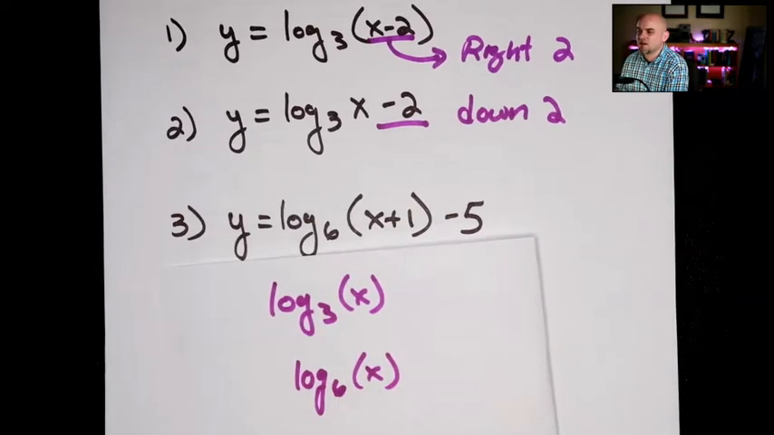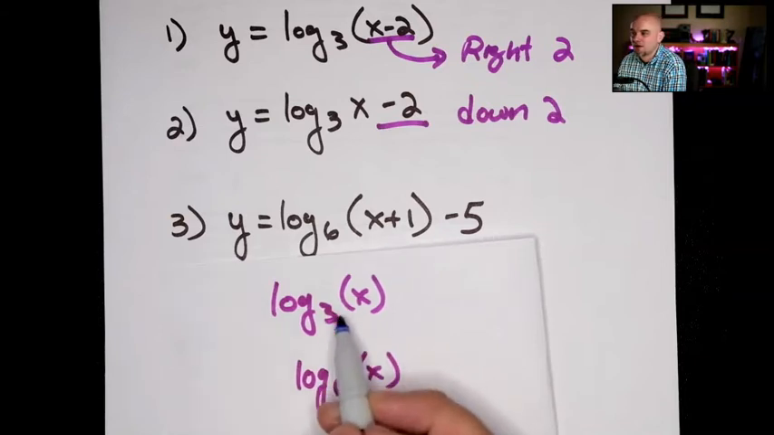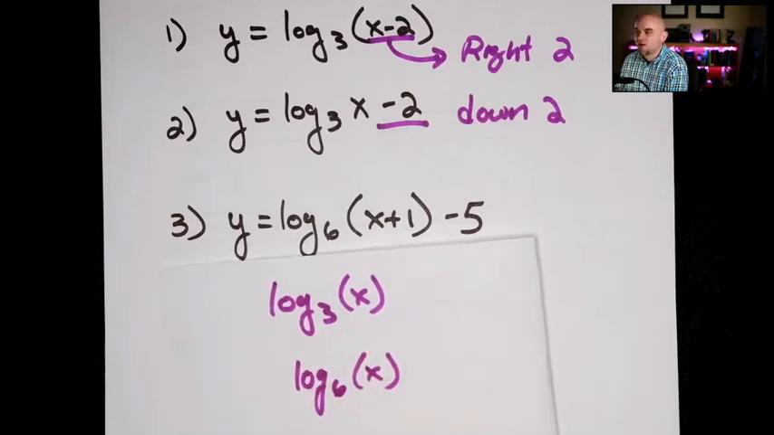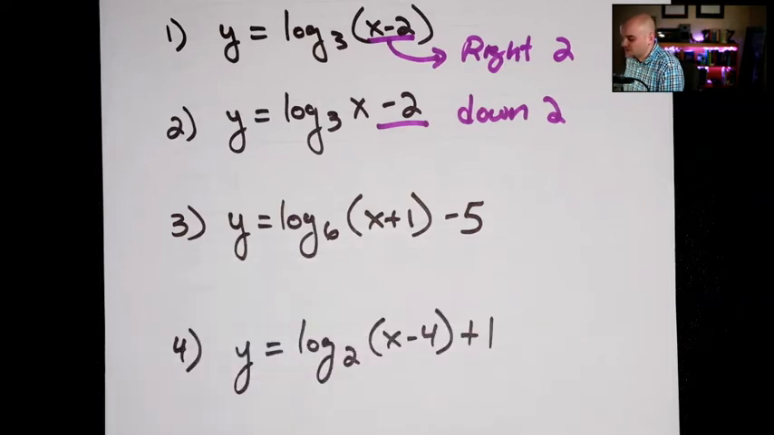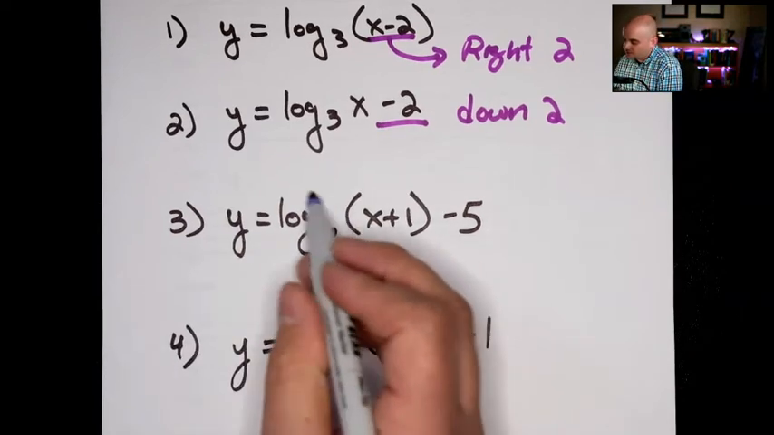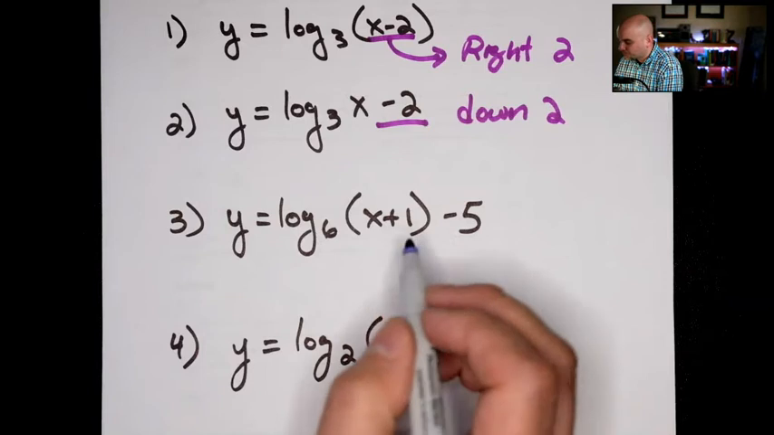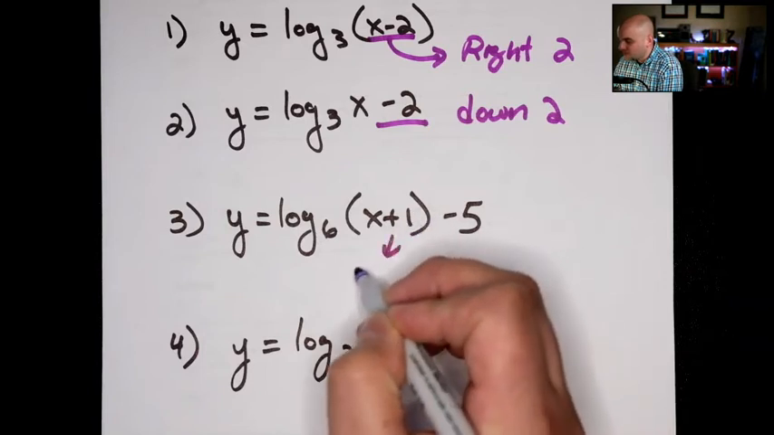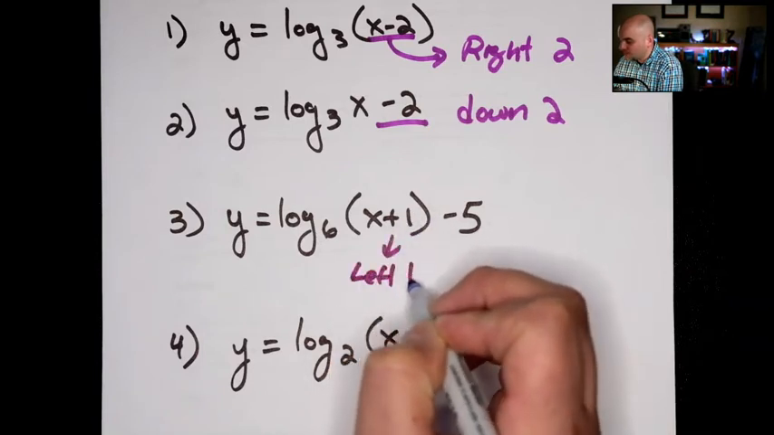So that's why a lot of times you'll see the transformation written out as log base b, and then you apply your transformations to them. So this one right here, the parent function is log base 6. This plus 1 is going to move it left 1.